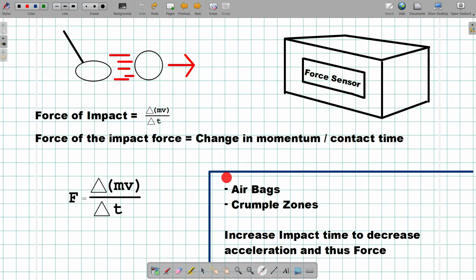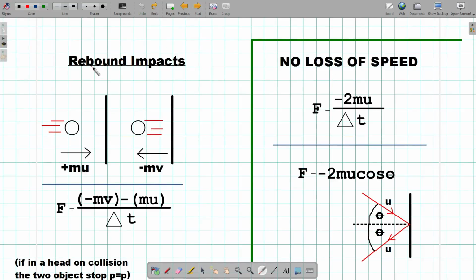So that's a good practical situation to understand how the impact force equation is quite useful. Just remember that in this circumstance, this is the impact force that's acting, and this time here is the contact time. This is again where you can talk about impact forces and rebound impacts.